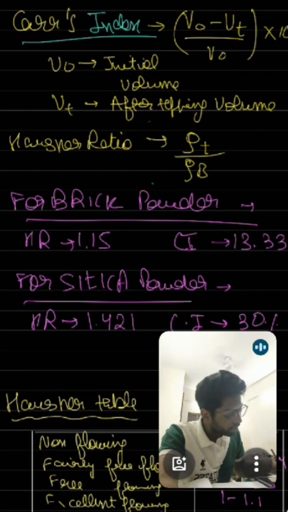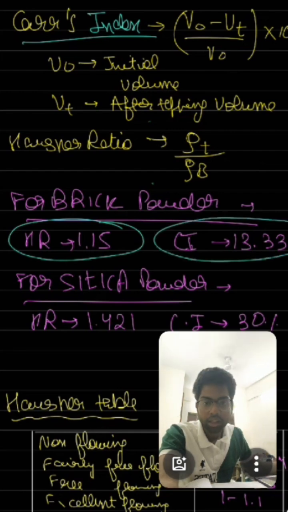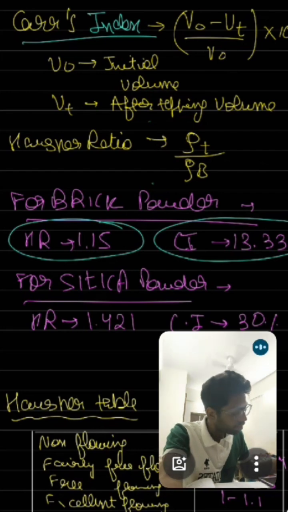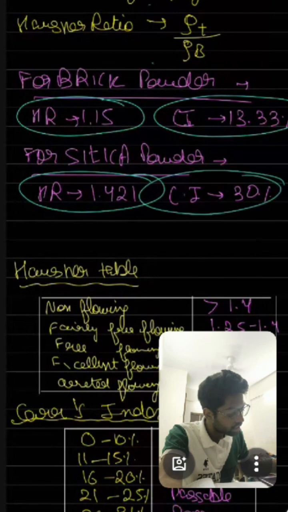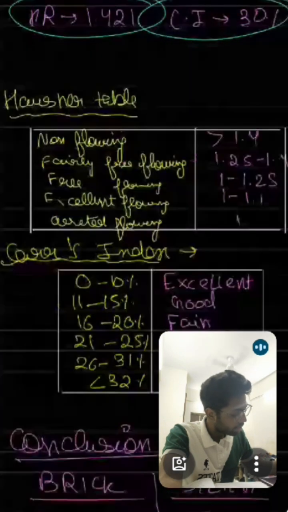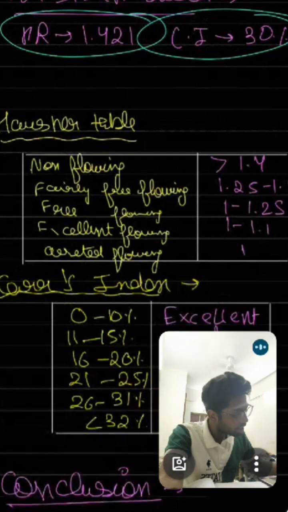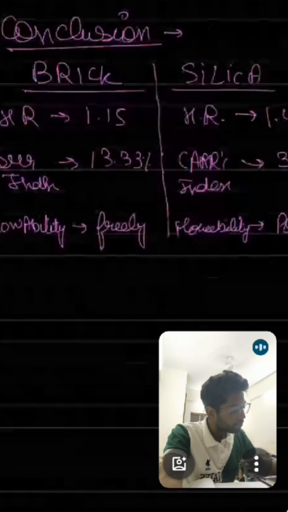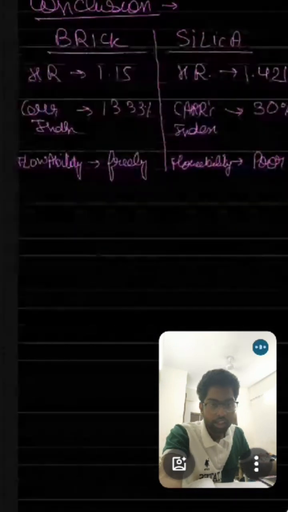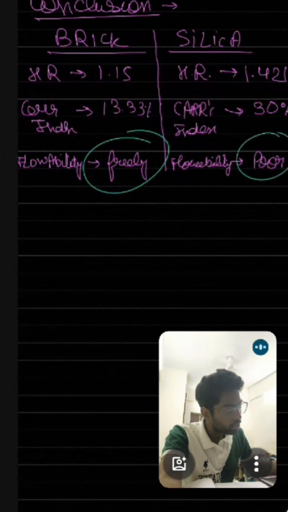For brick powder, we have found that HR is 1.15 and Carr's index is 13.33 percent. And similarly for silica, it is 1.421 and Carr's index is 30. And we have the table of Hausner ratio and Carr's index. After that, we can finally conclude that the brick powder is freely flowing and the silica is poorly flowing.